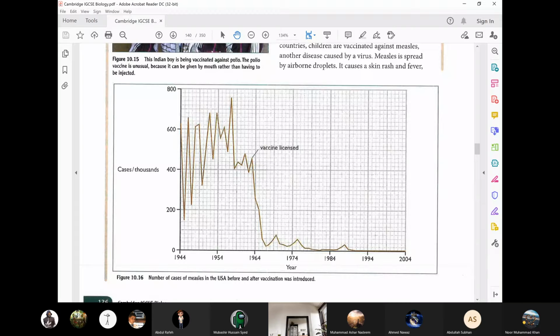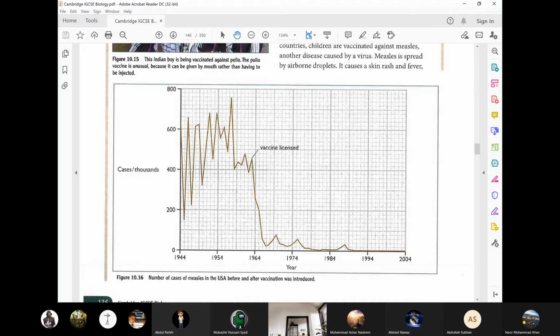Now, even if you look at the case of coronavirus vaccination, the governments all around the world are trying to vaccinate as many as 80% of people. Why are they trying to vaccinate as many as 80% of people? Because it will create herd immunity.